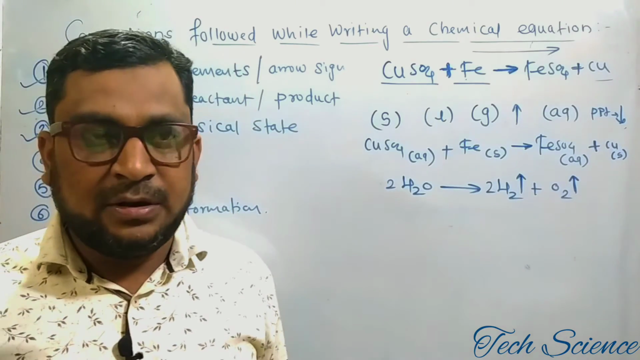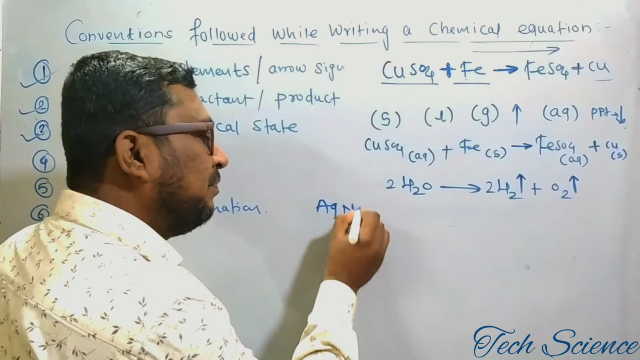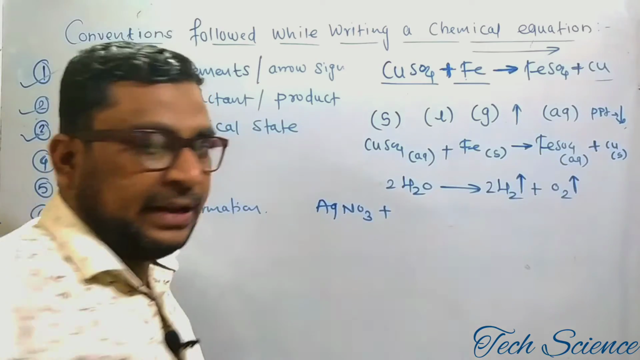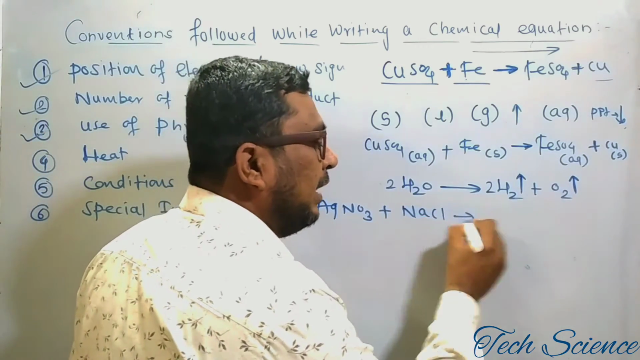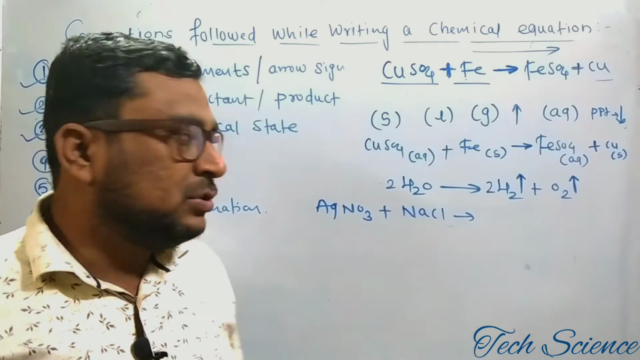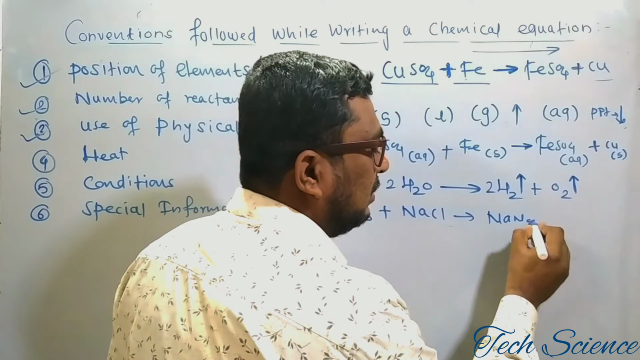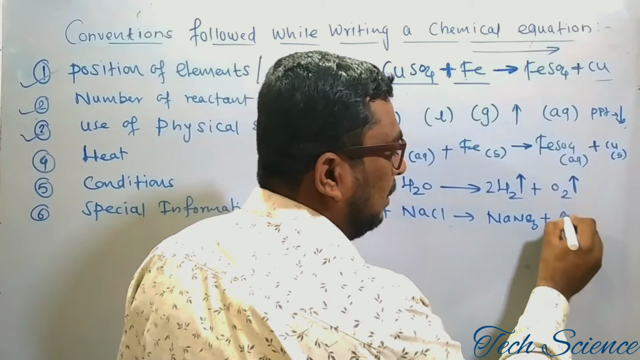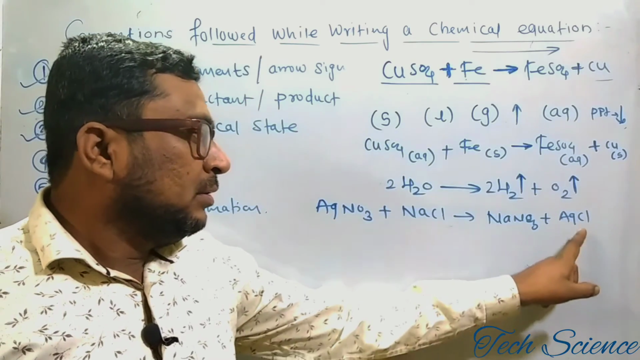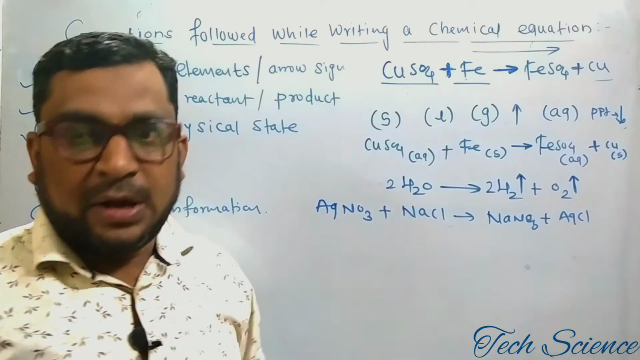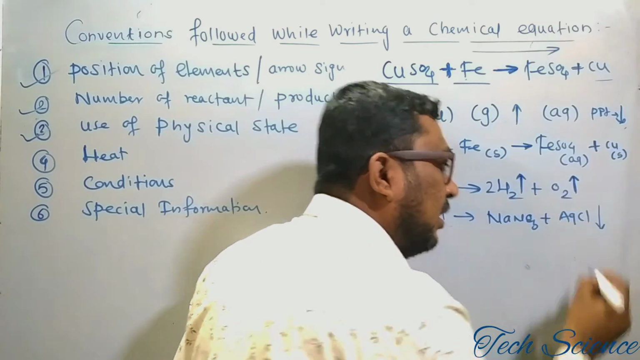Next, we have the precipitation reaction. What is that? Example, AgNO3, silver nitrate. When it reacts with sodium chloride, what happened here? Sodium nitrate has been formed along with the precipitate of AgCl, that is called silver chloride. It is a PPT, na? Then you have to use the downside arrow.